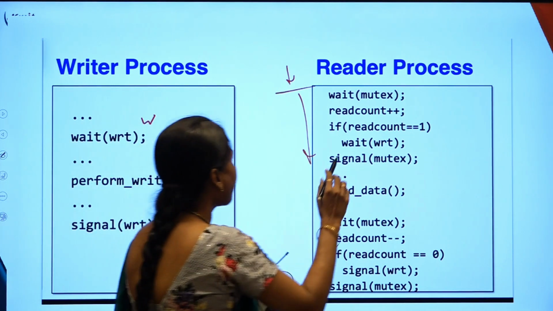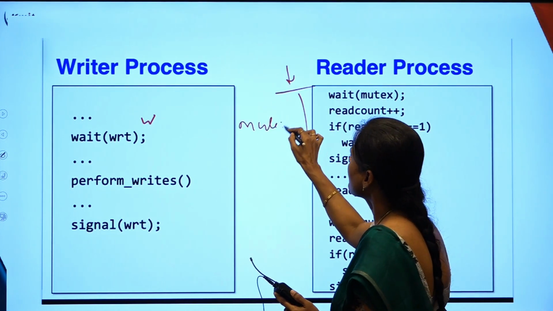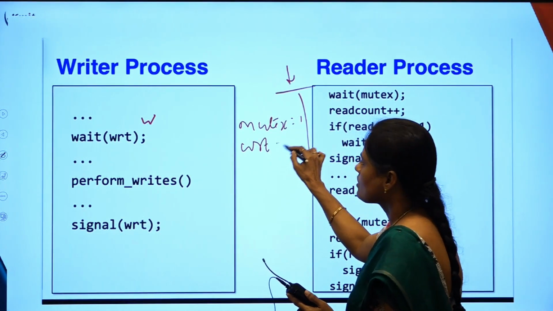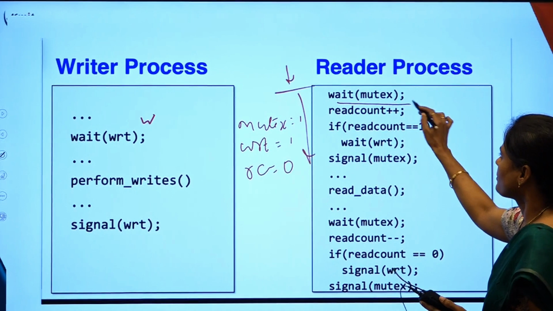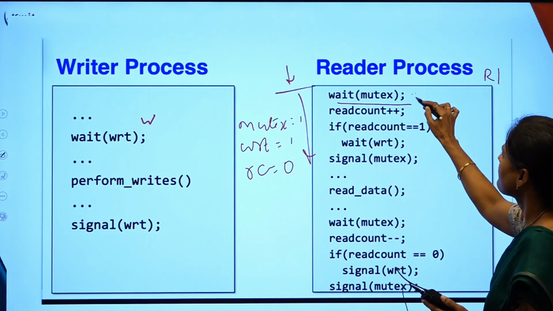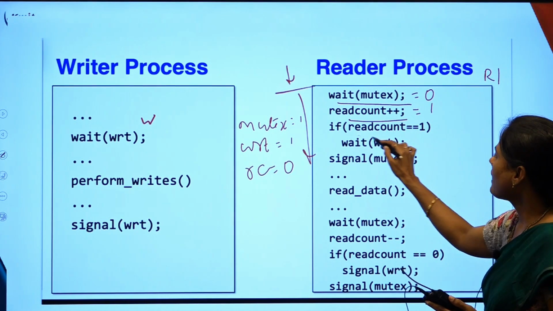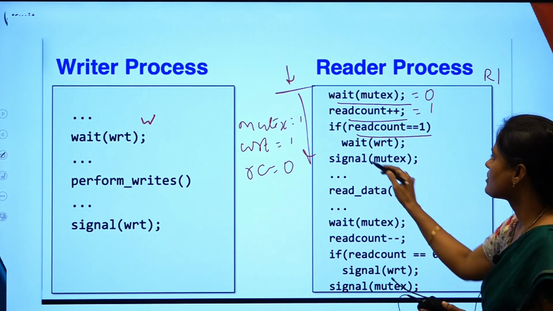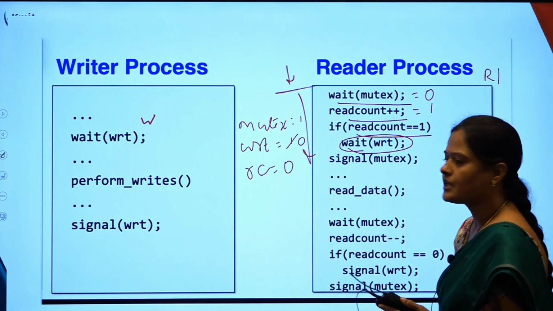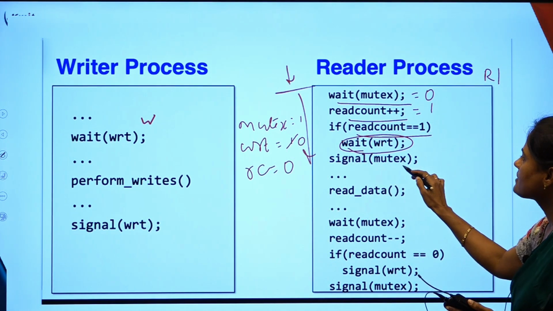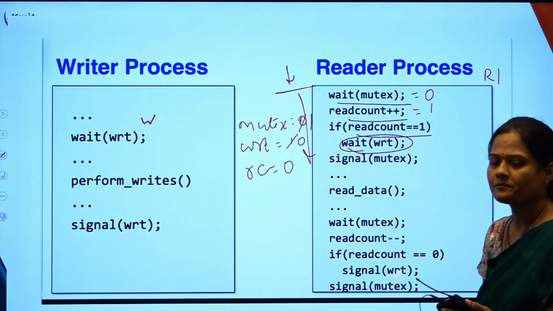Now we will see, you have a reader process. Wait of mutex: what is the initial value of mutex? Mutex is equal to 1, WRT is also equal to 1 and read count is equal to 0 because we have not yet started. Wait of mutex will be executed by reader 1, so the value will become 0. Read count, which was initially 0, will now become 1. Is read count equal to 1? Yes. So here you are doing wait of WRT, where your WRT will become 0. And next you are doing signal of mutex. Since it was 0, it now becomes 1.